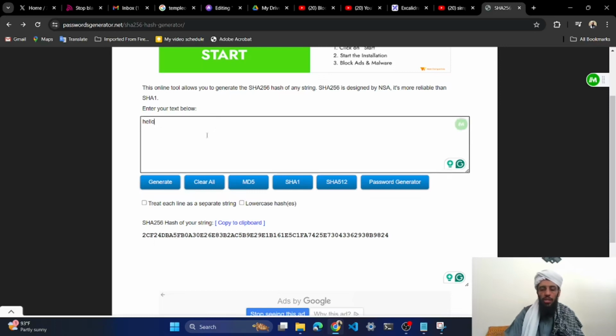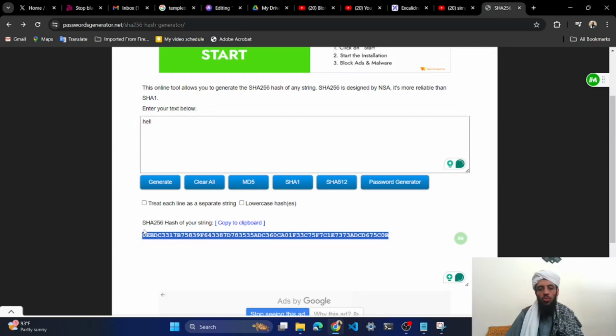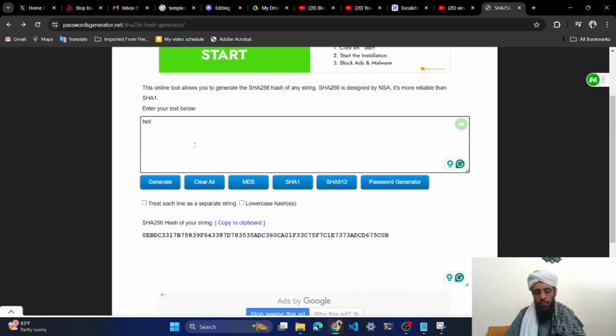So let's say if I remove this O, you can see here, the whole hash value has changed. Similarly, if I write I, you can see here, the generated hash value has changed completely. Not just 1 or 2 characters, but the complete hash value has changed. So let's say if I write O, you will see that the whole hash value is changed. So this is the point that you need to keep in mind.